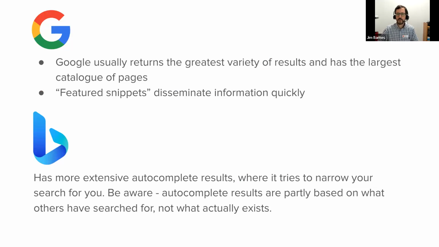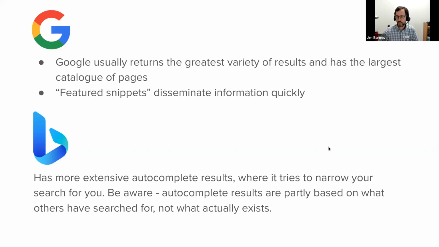It's really whatever you're most comfortable with, or whatever computer you already use, or whatever browser you already use is probably going to work just fine for you. But Google usually returns the greatest variety of results, and it has the largest catalog of pages. Google features snippets. Featured snippets is what they call them in Google, which disseminate information quickly. That's a nice feature. I'll show you what that looks like in a second. And Bing has more extensive autocomplete results, I guess. That's what I read anyway.